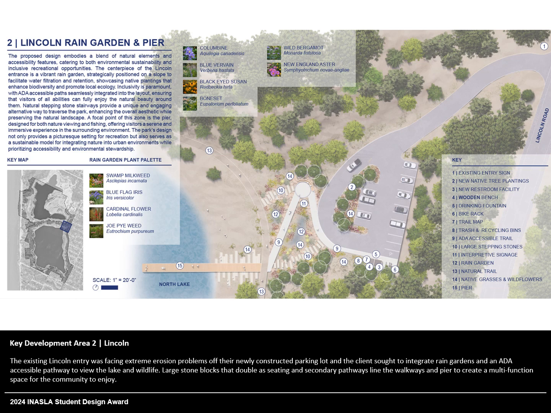The second key development area is the Lincoln lot. The existing Lincoln entry was facing extreme erosion problems off their newly constructed parking lot, and the client sought to integrate rain gardens and an ADA accessible pathway to view the lake and wildlife. Large stone blocks that double as seating and secondary pathways line the walkways and pier to create a multifunction space for the community to enjoy.